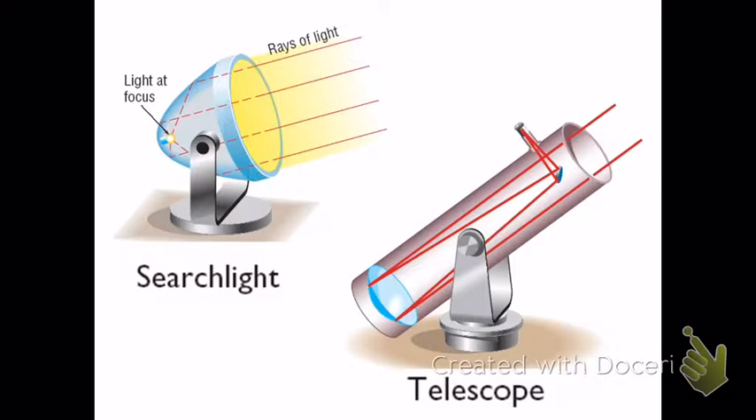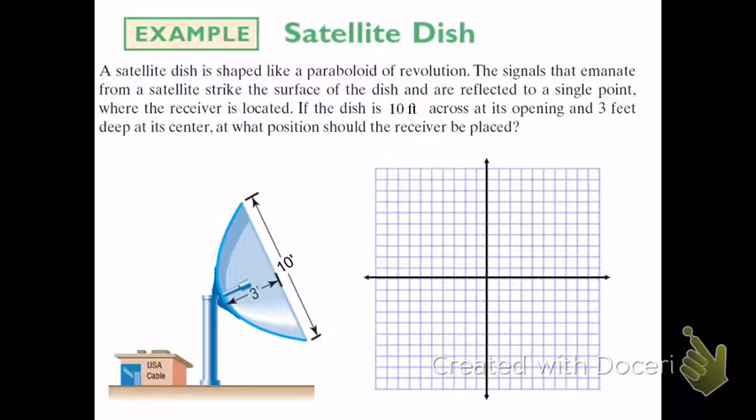Okay, so let's take a look at this example. We have a satellite dish, which is a paraboloid. The signals that it is going to receive are coming from a satellite, obviously. If the dish is 10 feet across at the opening and 3 feet deep at its center, at what position should we put the receiver? Well, certainly the receiver needs to go at the focus point, doesn't it? So we need to find the focus for this particular paraboloid.